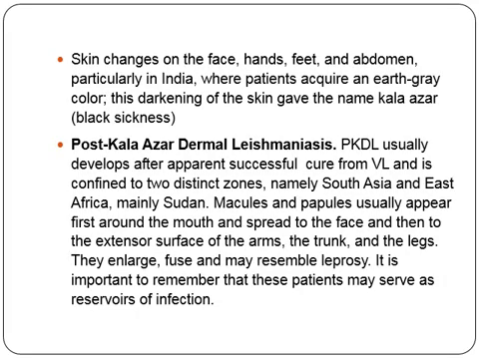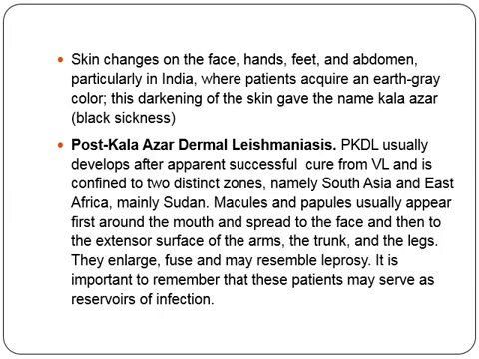Also, the skin changes which are characteristic of the disease are dark discoloration of the face, hands, feet, and abdomen, particularly in India, where the patients acquire an earth-gray color. This darkening of the skin gave the name Kala-azar, or the black sickness.